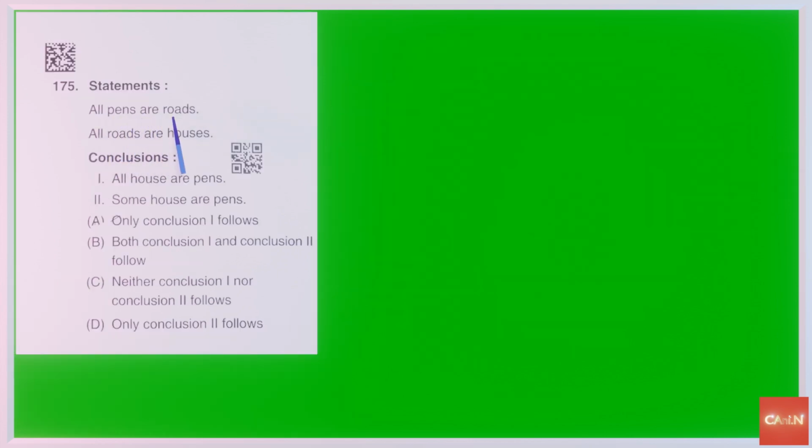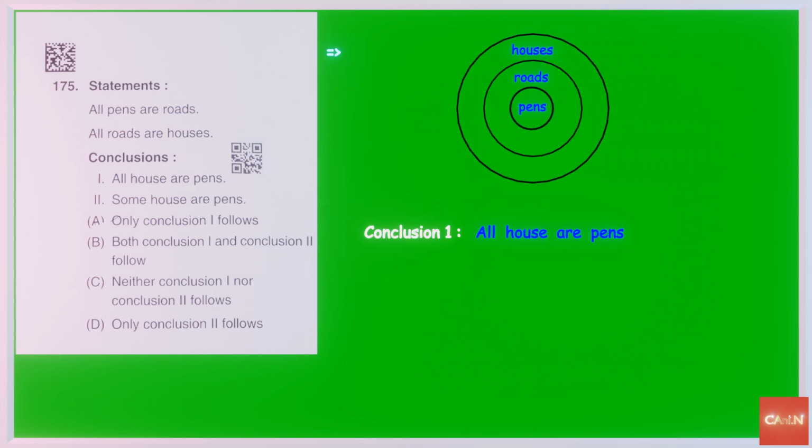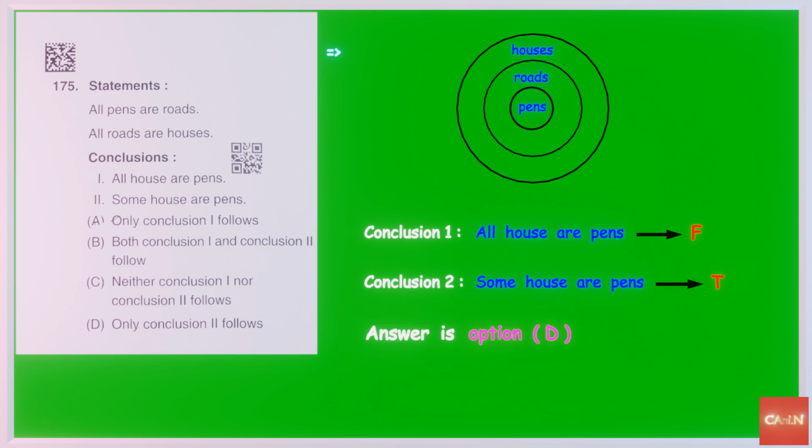All pens are roads. All roads are houses. Conclusion 1. All houses are pens. This conclusion is false. Conclusion 2. Some houses are pens. This conclusion is true. Hence, the answer is option D.